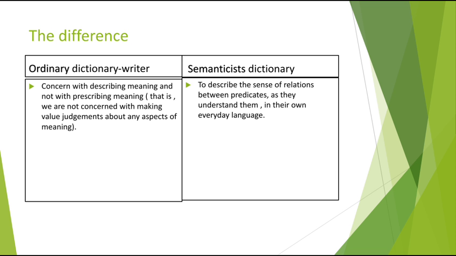Next is the difference between an ordinary dictionary writer and a semanticist's dictionary. The ordinary dictionary writer is concerned with describing meaning and not with prescribing meaning. That is, we are not concerned with making value judgments about any aspects of meaning. While in a semantic dictionary, the aim is to describe the sense relations between predicates as they understand them in their own everyday languages.